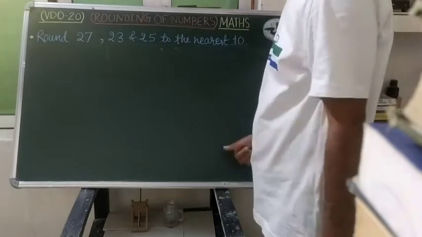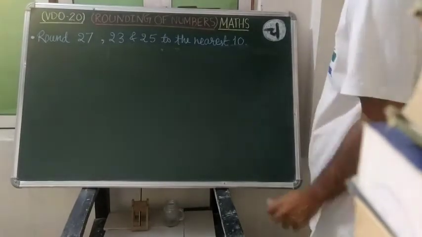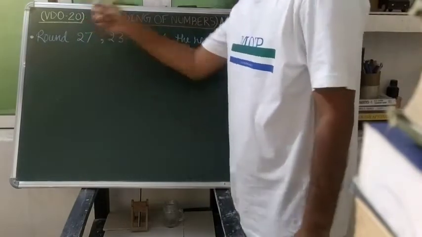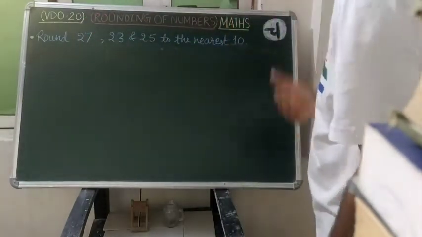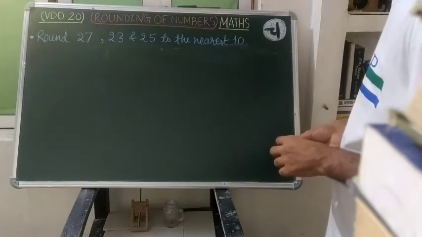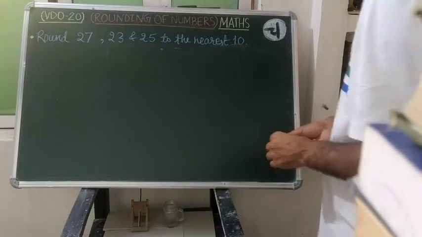Now I am giving you the video on rounding of numbers. Very important: how will we round a number? This is video number 20. The first question says: round 27, 23, 25 to the nearest 10.